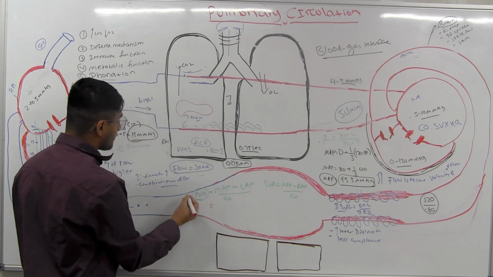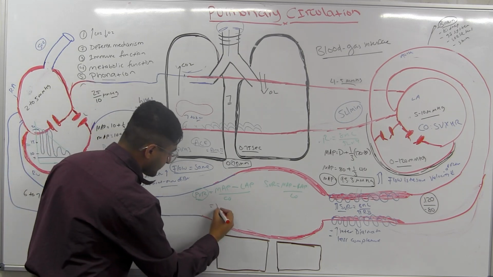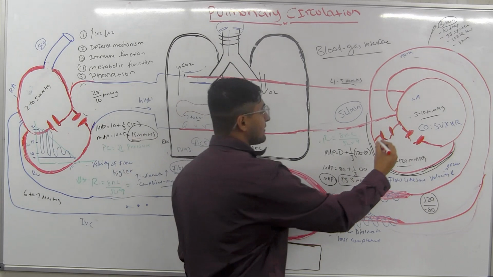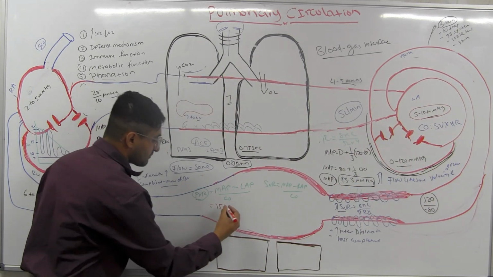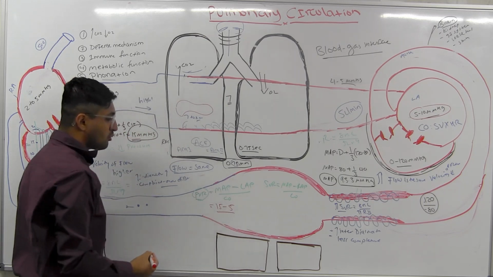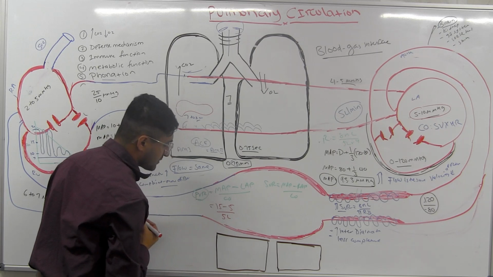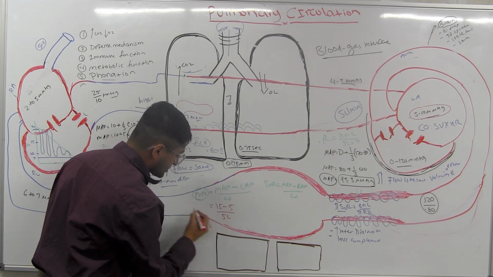So in that case, let's do this. What is my mean pulmonary arterial pressure? We said it was 15 millimeters of mercury. And then what is the left atrial pressure? On our left atrium, we'll just pick 5. And what is going to be my cardiac output? Cardiac output is about 5 liters per minute. Now, that will give me my pulmonary vascular resistance, and we'll do the math.